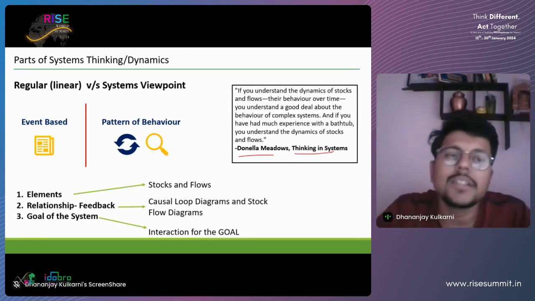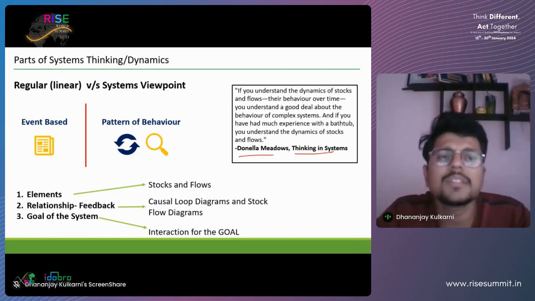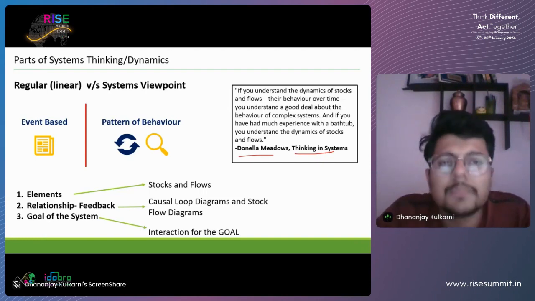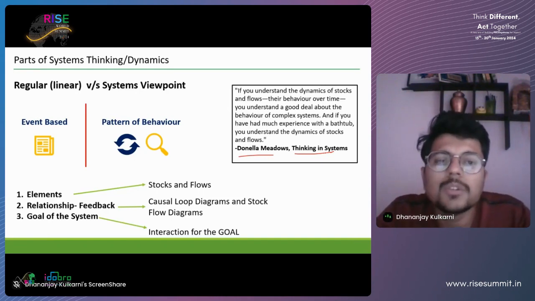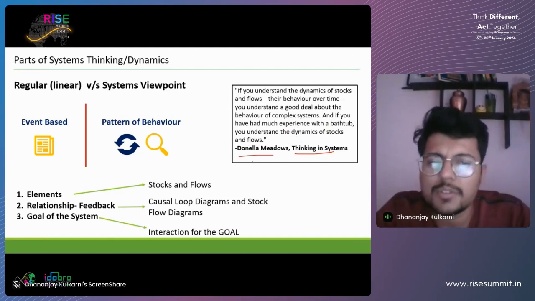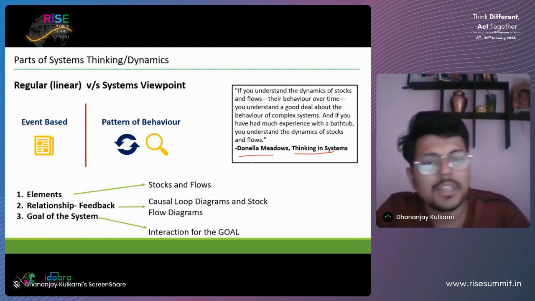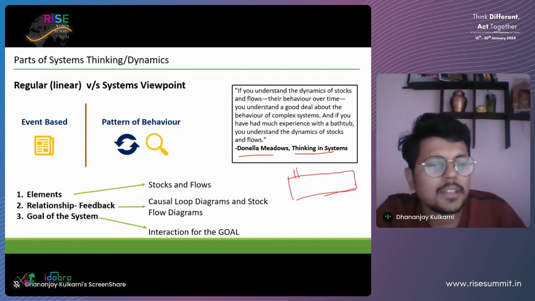If you understand the dynamics of stocks and flows, their behavior over time. So dynamics is behavior over time. You understand a good deal about the behavior of complex systems. And if you had much experience with a bathtub, you understand the dynamics of stocks and flows. So this is a very common example to simplify systems thinking or system dynamics. And it's nothing but, let's say there is a bathtub, there is an in, there is an out.